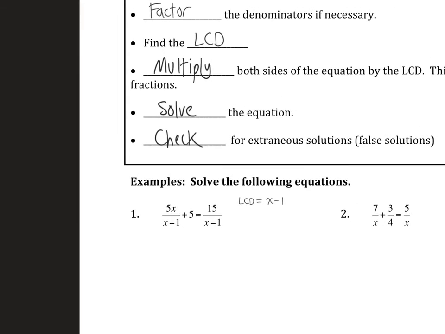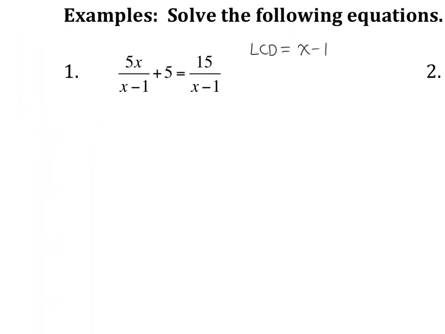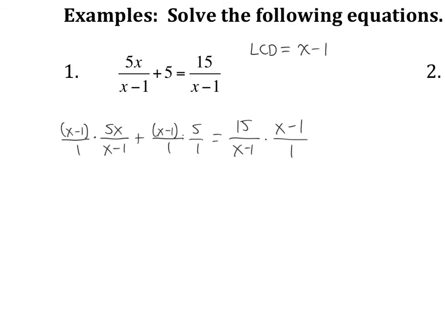Next step we need to do is multiply all the terms by the least common denominator, which is x minus 1. So I'm going to multiply. We have 5x over x minus 1, multiplied by x minus 1. Plus, we are going to do x minus 1 times 5. I'll put these all over 1 for now. It makes things a lot easier. Then we're going to do 15 over x minus 1 times x minus 1 over 1.